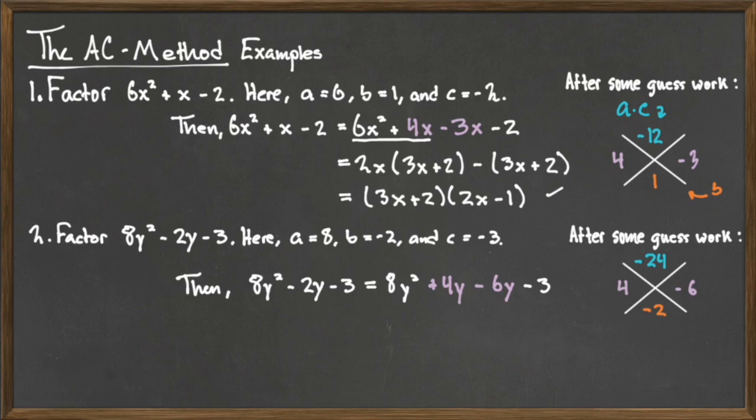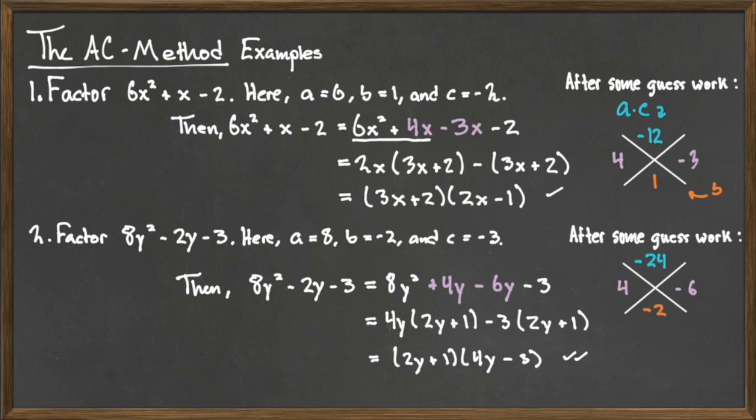The last step has us factor by grouping, at which point we get the final answer of 2y plus 1 times 4y minus 3. Anytime you're doing one of these problems and you want to check your answer, again, just FOIL your final result. If you land back where you started, you know you got the right factorization.